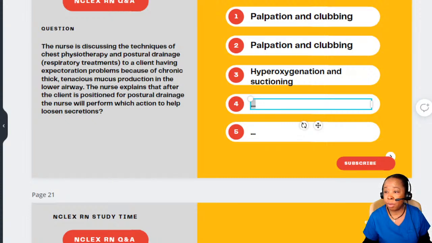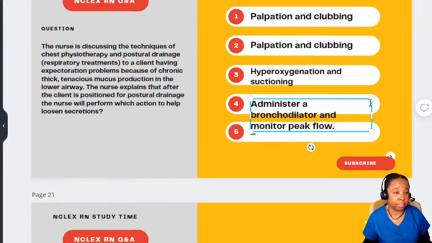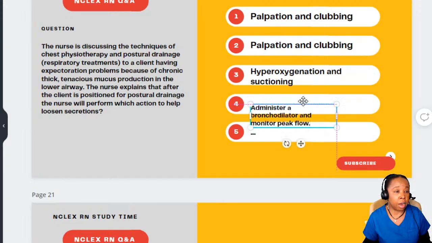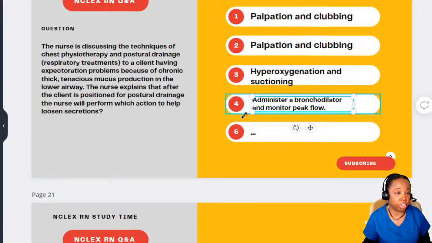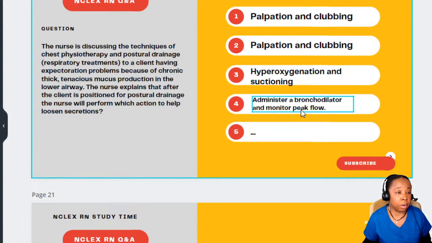And the last option is administer bronchodilator. For a patient who has a lot of secretion, we normally use a bronchodilator to break down the secretion, to loosen the secretion. So do you think that is the best option? It says to administer bronchodilator and also monitor the peak flow. So what do you think is the best option to facilitate the removal of secretion, something that can make the secretion loose?